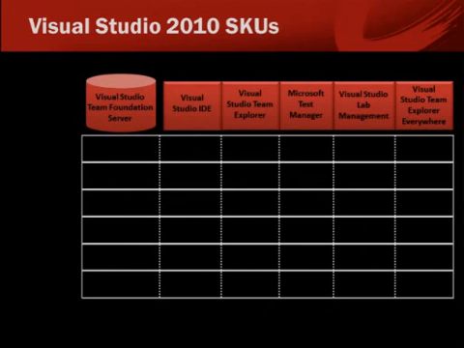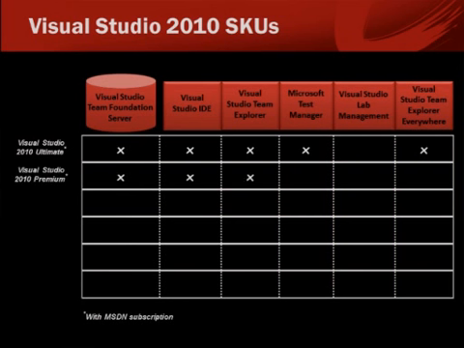First, it's important to understand that the functions VS 2010 provides are divided across several different software components. Microsoft groups these components into a variety of different products, commonly referred to as stock keeping units, SKUs. Here are the primary SKUs for VS 2010, along with the components in each one. Along the top, you see the components: TFS, the Visual Studio IDE, Team Explorer, Microsoft Test Manager, Lab Management, and Team Explorer Everywhere. The SKU called Visual Studio 2010 Ultimate includes almost all of them, all except Lab Management.